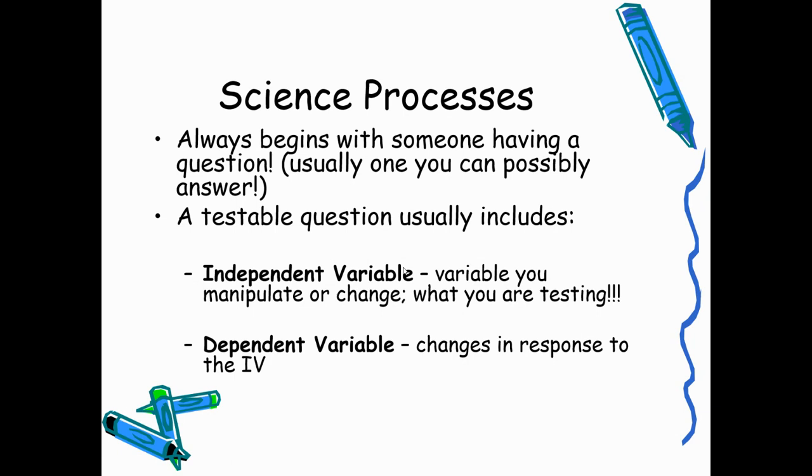Now, the dependent variable is simply what happens, what responds to that independent variable. So in the case of the deodorant, it's how well is it working? How well is it controlling the smell, or how well is it controlling the perspiration? You don't really have control over that. You can't determine how much you do or do not stink, and you can't really determine how much you do or do not sweat, in the case of the deodorant.